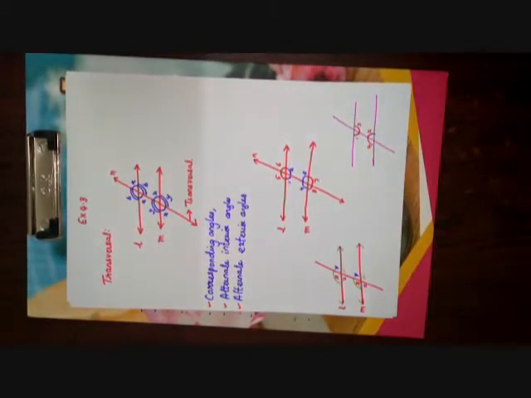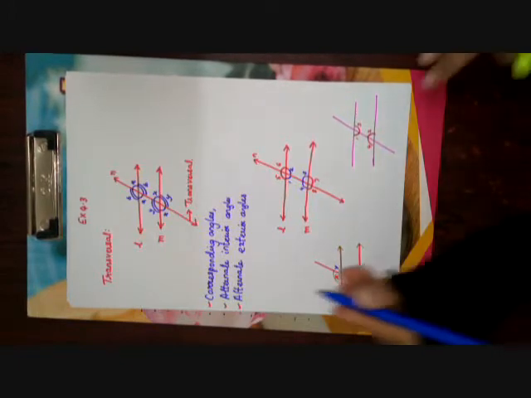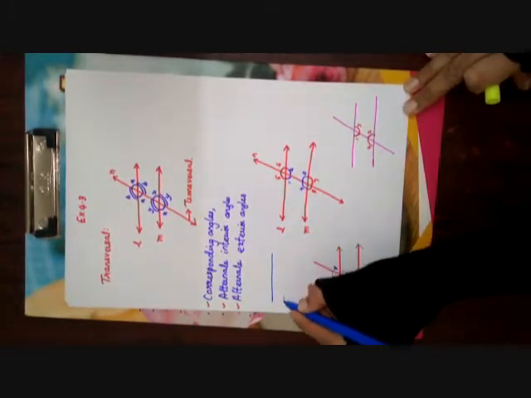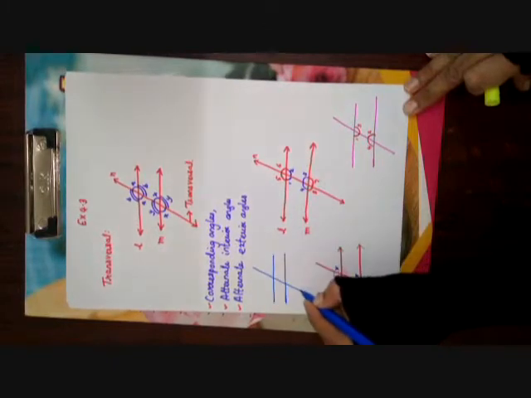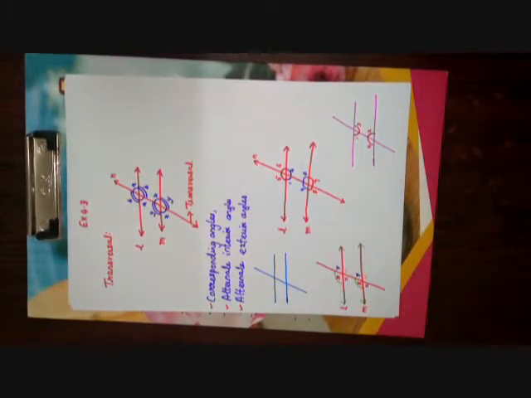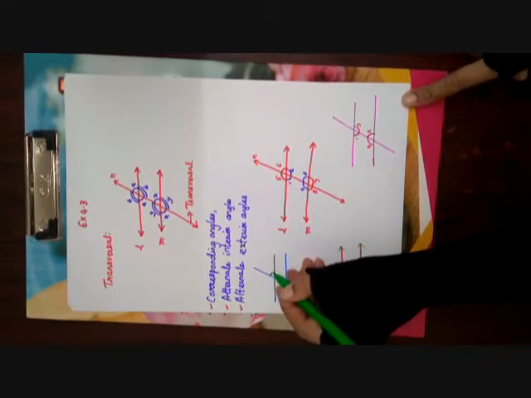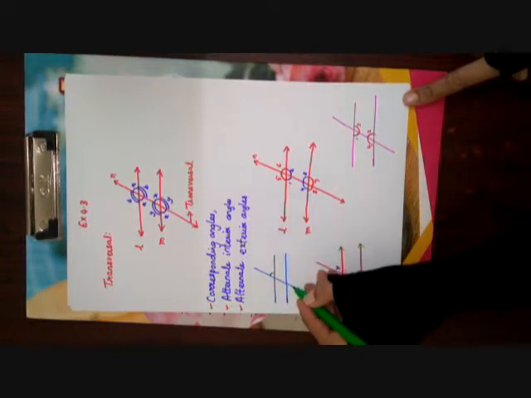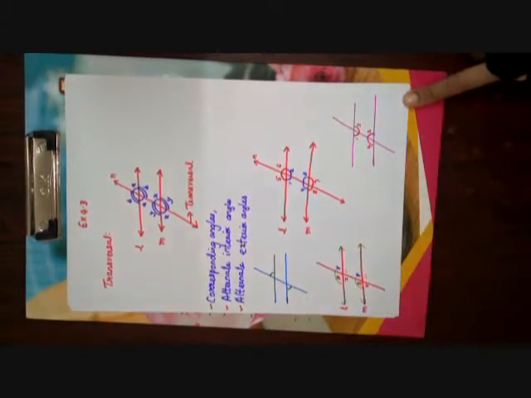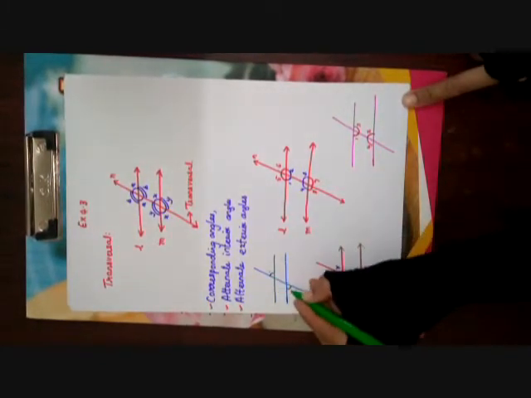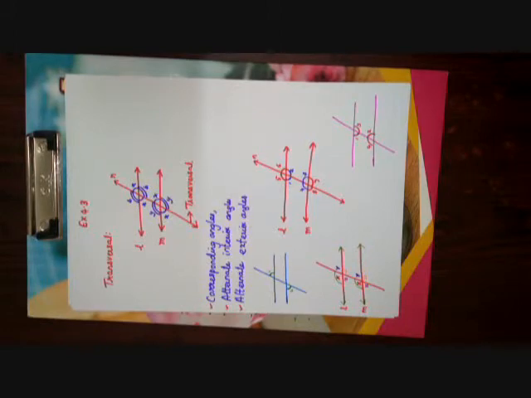Now can you tell me what will be the positions of alternate exterior angles? See here, the name itself is telling: alternate exterior angles. That means they will be outside the parallel lines, exterior. If you take this as one of the angles, then its alternate exterior will be on the other side of the transversal, outside. Yes, children? So this is one set of alternate exterior angles.